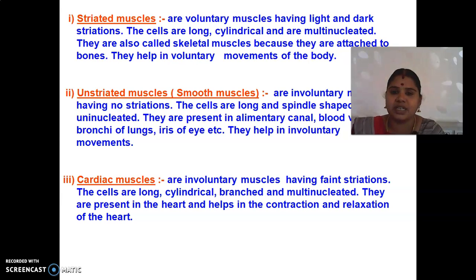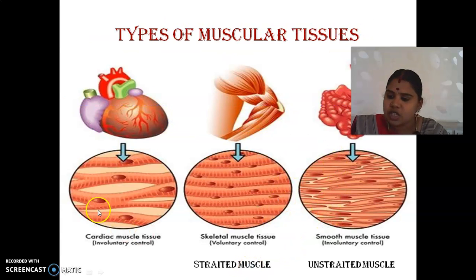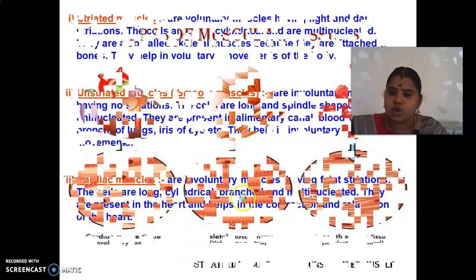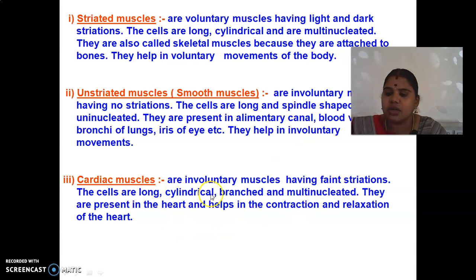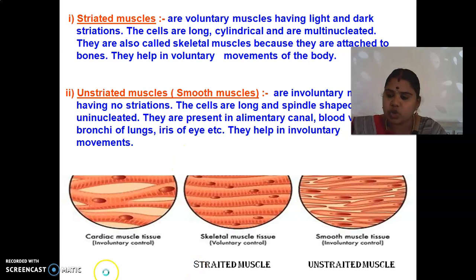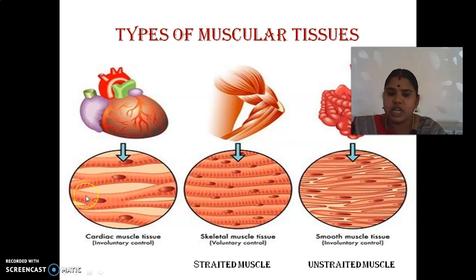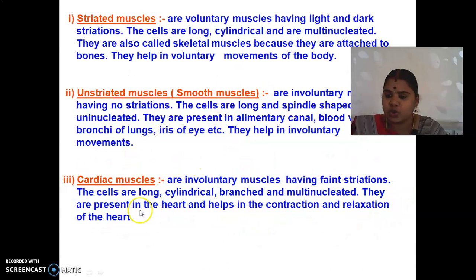Cardiac means what is present in the heart. So, cardiac muscles are involuntary muscles having faint striations. I will show you. This is the cardiac muscle. See, what are the striations here? Faint striations. Understand? Next, the cells are long, cylindrical, branched and multi-nucleated. Here also, there are many nuclei, multi-nucleus. Next, they are present in the heart and help in the contraction and relaxation of the heart.